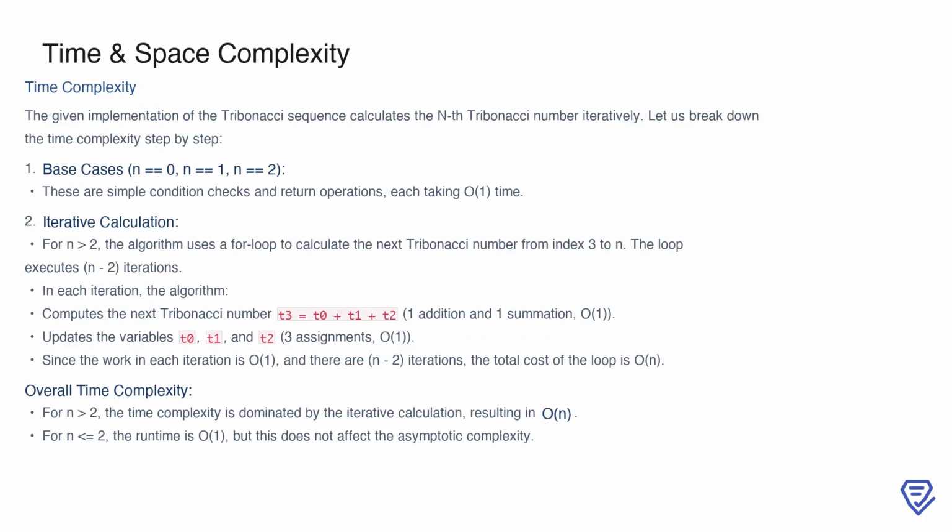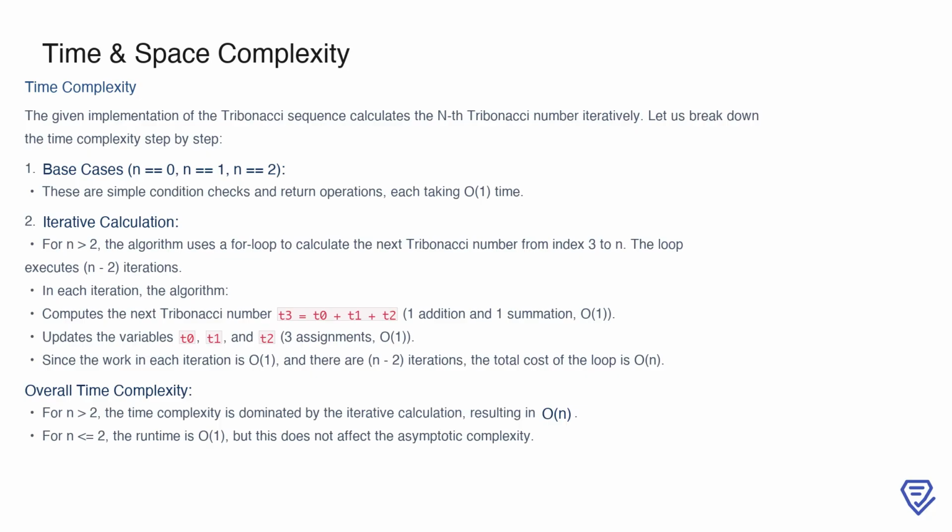When comparing this algorithm to the brute force approach, the advantages of the optimized iterative solution become clear. The brute force method uses a naive recursive formula, where T(n) equals T(n-1) plus T(n-2) plus T(n-3). This approach results in exponential time complexity, O(3 to the power of n), because each recursive call spawns 3 additional calls, leading to an explosion in computation.